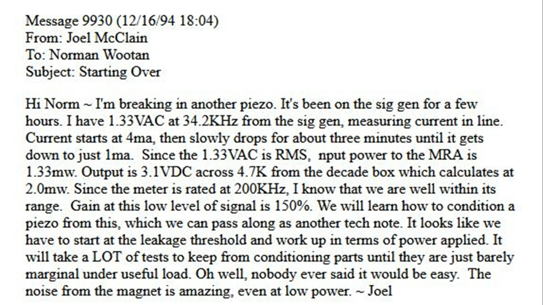Since the 1.33 VAC is RMS, input power to the MRA is 1.33 mW. Output is 3.1 volts direct current across 4.7 kilo from the decade box, which calculates at 2.0 milliwatts. Since the meter is rated at 200 kHz, I know that we are well within its range. Gain at this low level of signal is 150%.